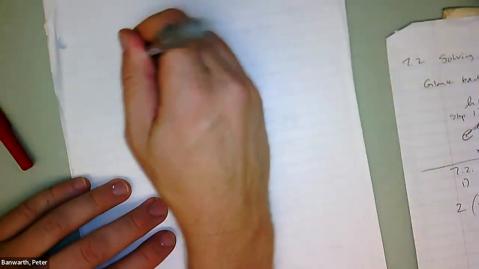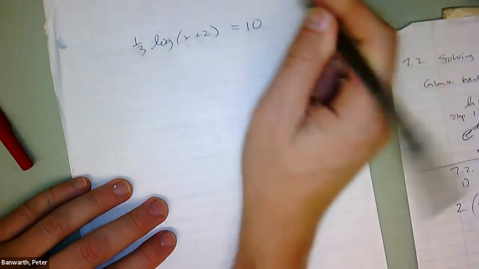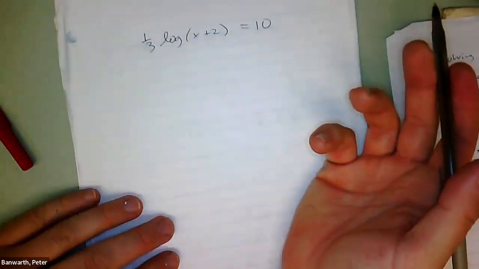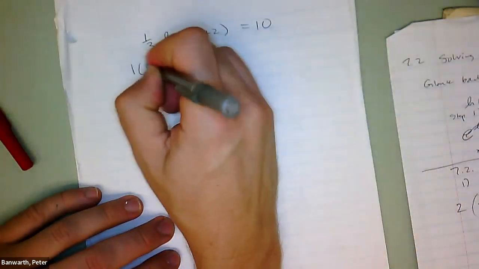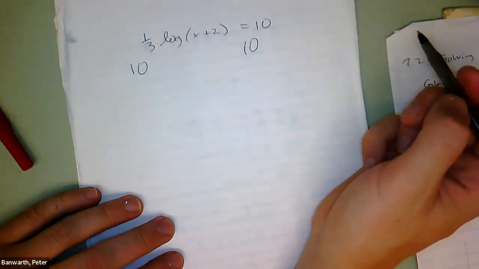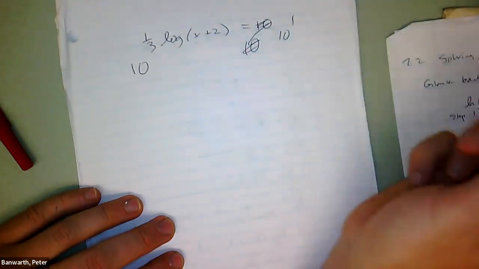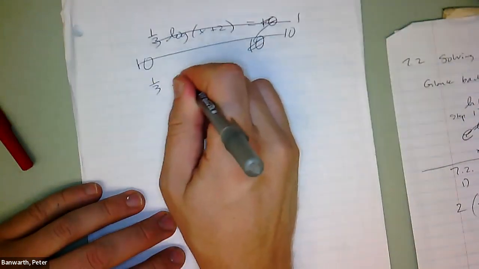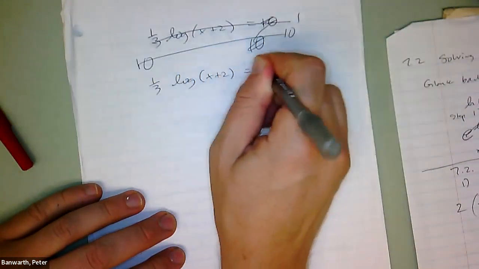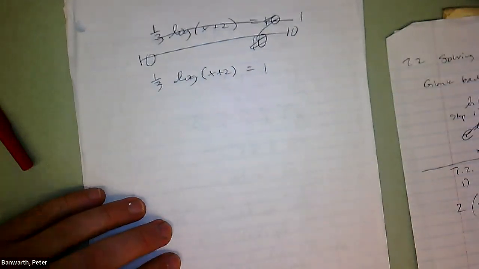The other way to approach it is to start with the exponential, which I suppose you can do. I don't know why you would. Oh, that shouldn't be a, that should be a 1. 10 to the 1. Let me rewrite this. 1/3 log of x plus 2 equals 1. That's the same equation. So I'll start with the exponential.